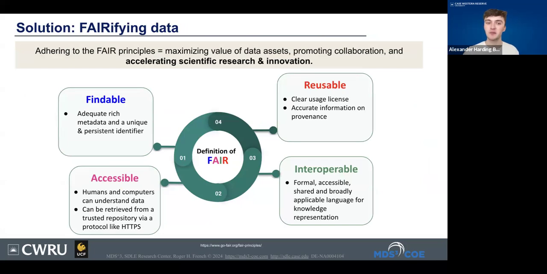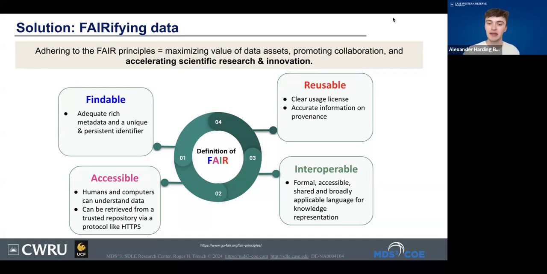So adhering to the FAIR principles means maximizing the value of data assets, promoting collaboration, and accelerating scientific research and innovation. FAIR stands for findable, which means that there's adequate rich metadata and a unique and persistent identifier associated with the data and metadata. Accessible, meaning that both humans and computers can understand the data and that the data can be retrieved from a trusted repository via a protocol like HTTPS.